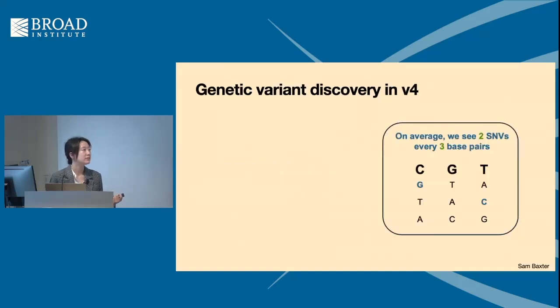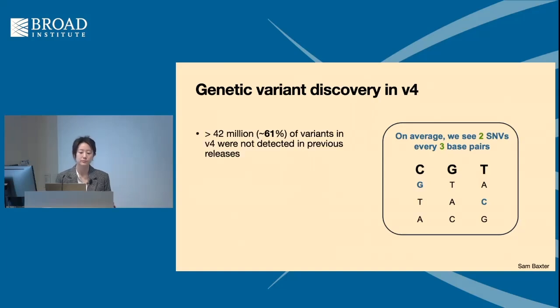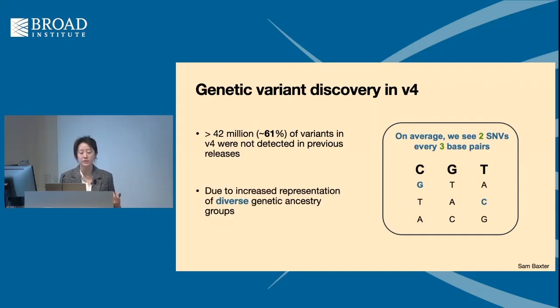So the scale and diversity of v4 are enabling variant discovery, such that on average, we're seeing 2 variants every 3 base pairs in the exome. 42 million of the variants in v4 were not detected in previous gnomAD releases. And this is directly due to increased representation of diverse genetic ancestry groups. So to put it more simply, more diversity means more variants.